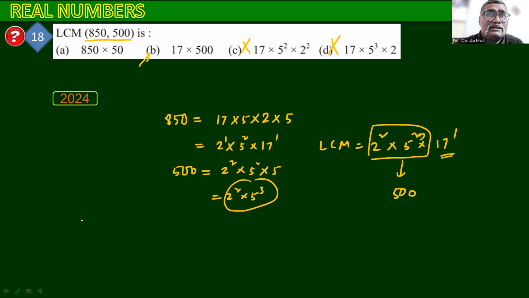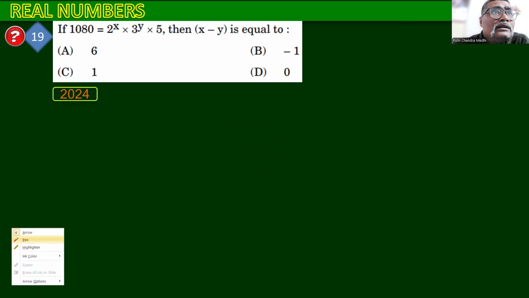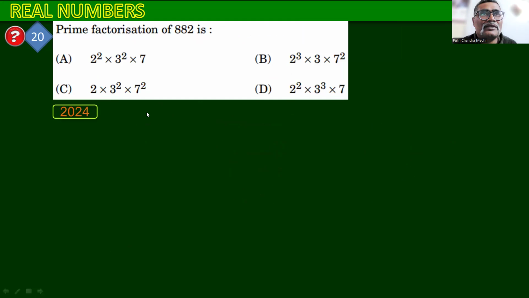So be very alert. They're giving you questions which are deceptive. You may have a tendency in a hurried manner to see the fourth one as correct. Okay. 1080 is written like this: x minus y. So I think I can leave it for you. It is an easy problem again. Prime factorization, again the same thing. So I leave this for you. Again, I am leaving it for you, right?